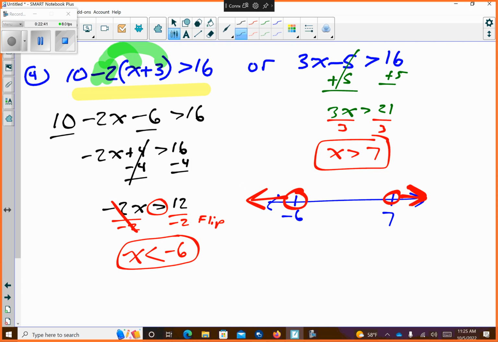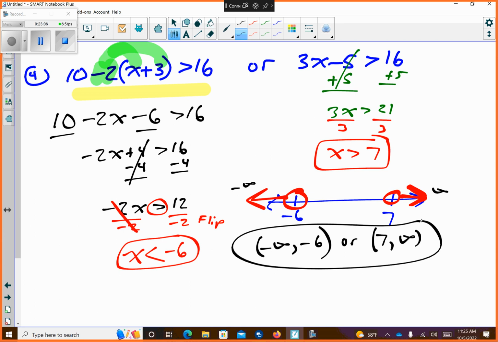All right, so I want negative infinity, soft bracket, to negative 6. What kind of bracket? Soft. What word do I want to have in here? What kind of bracket on the 7? Friends, that is the answer.